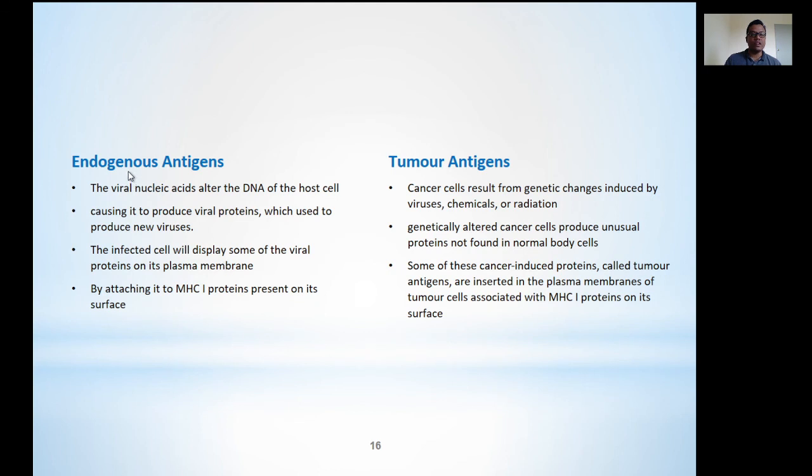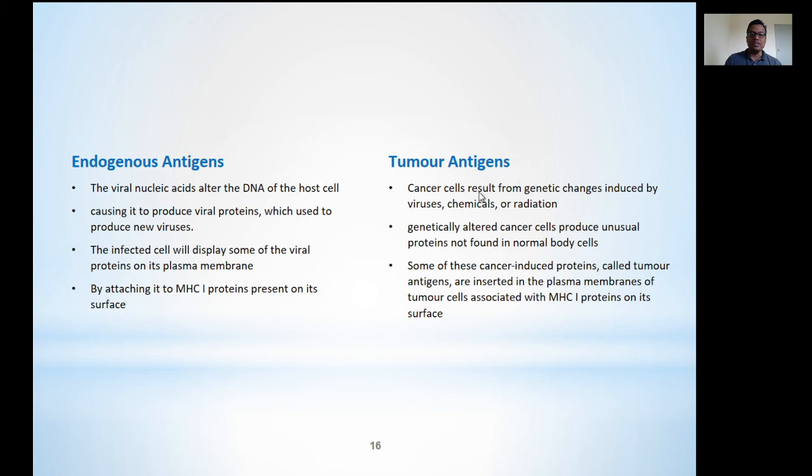So we have two types of antigen I mentioned earlier, endogenous and tumor antigen, which are the two types of antigen that can activate the T cytotoxic cell. Endogenous antigens, such as viral nucleic acid, alter the DNA of the host cell, causing it to produce viral proteins which are used to produce new viruses inside the infected cells. The infected cell will display some of the viral proteins on its plasma membrane by attaching them to MHC class 1. So this MHC class 1 together with the viral proteins will be recognized by the TC.